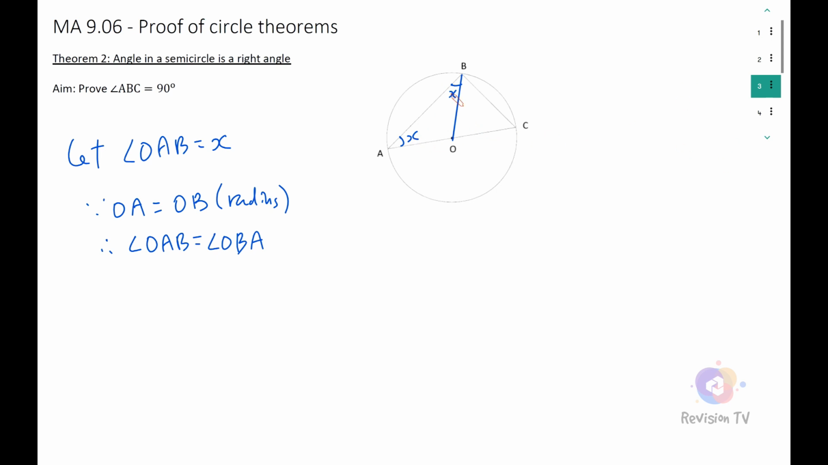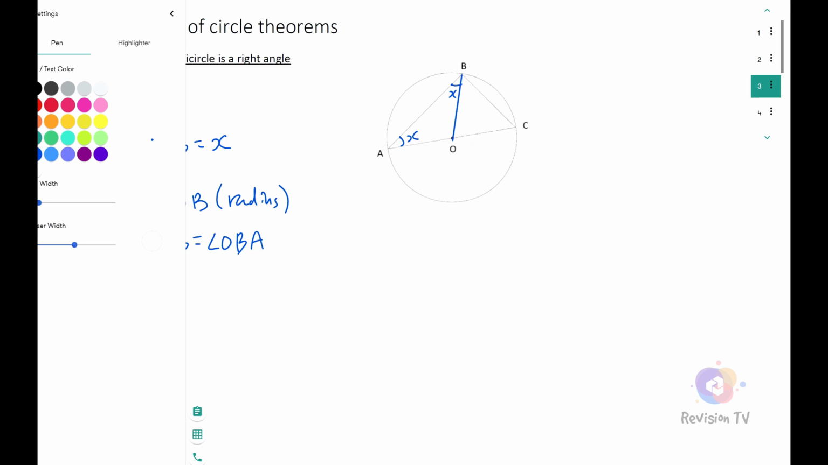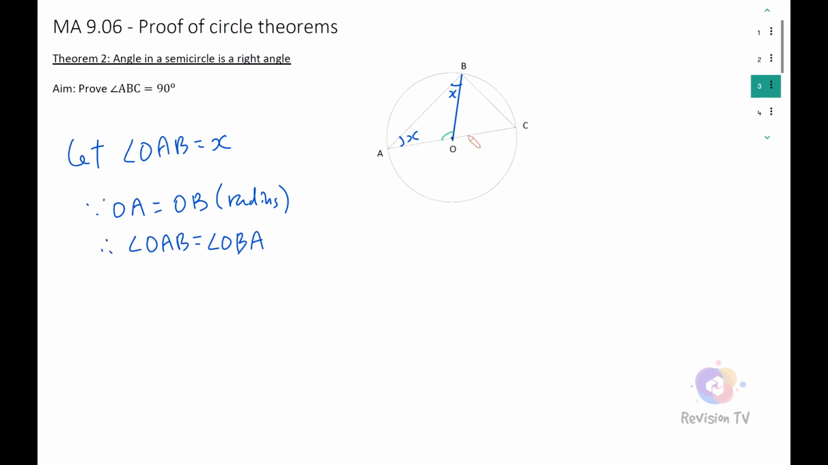Next, in a triangle, what else have we not used yet? We haven't used that angle. Which implies angle AOB equals 180 degrees minus 2x, because angles in a triangle add up to 180 degrees. Then we haven't used this other triangle yet, so we're going to do the same: 180 degrees minus 2x.